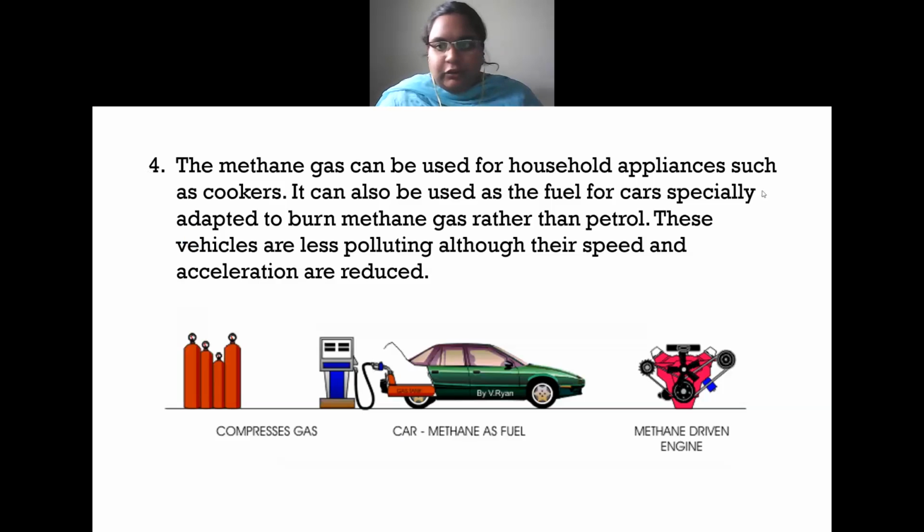rather than petrol. These vehicles are less polluting, although their speed and acceleration are reduced. So we can use methane gas as a fuel instead of petrol. But the vehicles which use methane gas as their source of energy will have lesser acceleration and lesser speed, though it is a less polluting fuel.